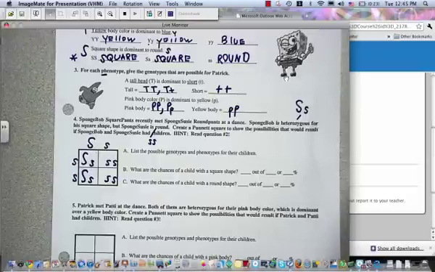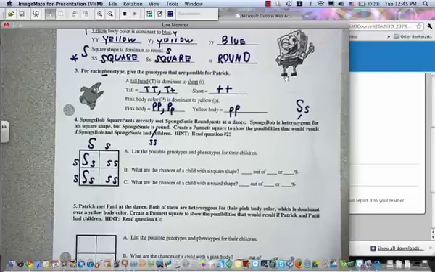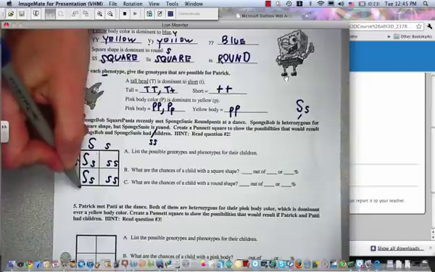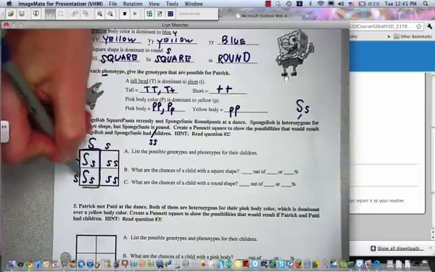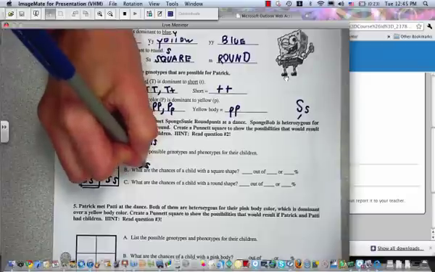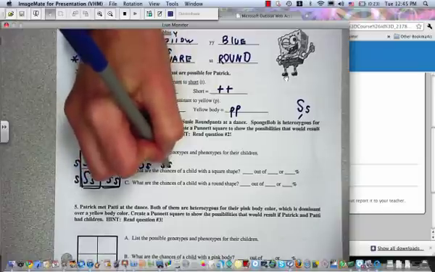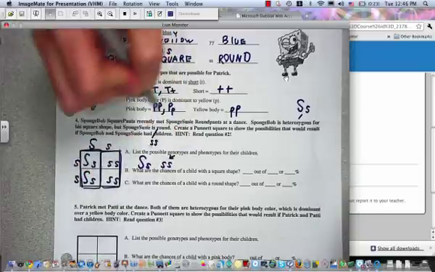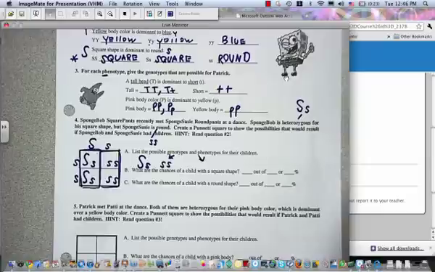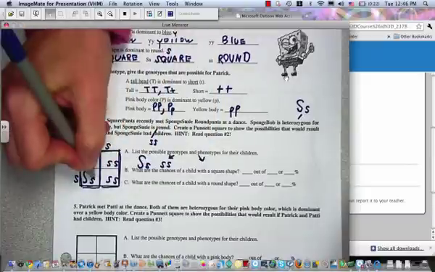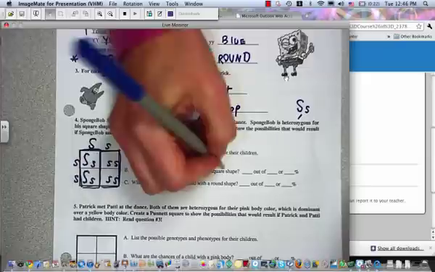List the possible genotypes and phenotypes for their children. The genotypes are the letters. The phenotypes is their physical appearance. So the possible genotypes would be capital S, lowercase s, which would be these two. And then lowercase s, lowercase s. Those are the two genotypes. The phenotypes, the physical characteristics that their children could have, well, they could either be square, which would be these ones, or round, which would be these ones.